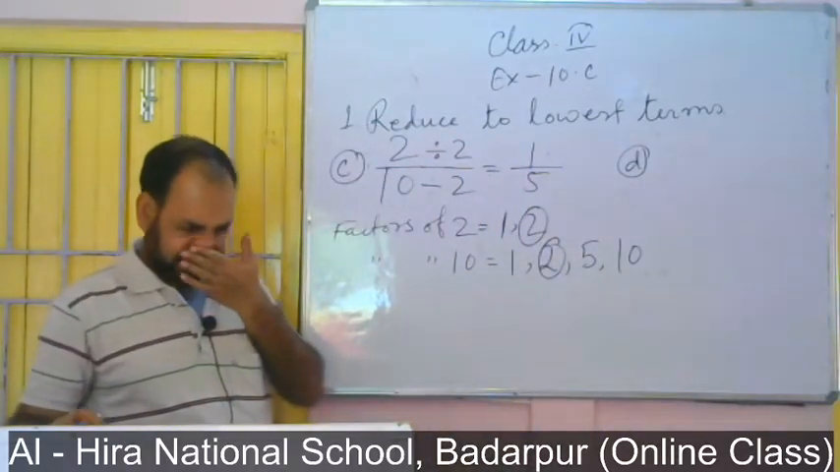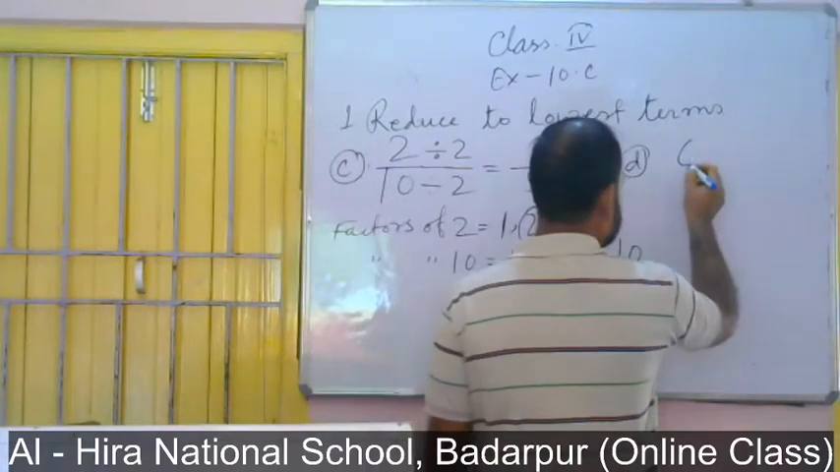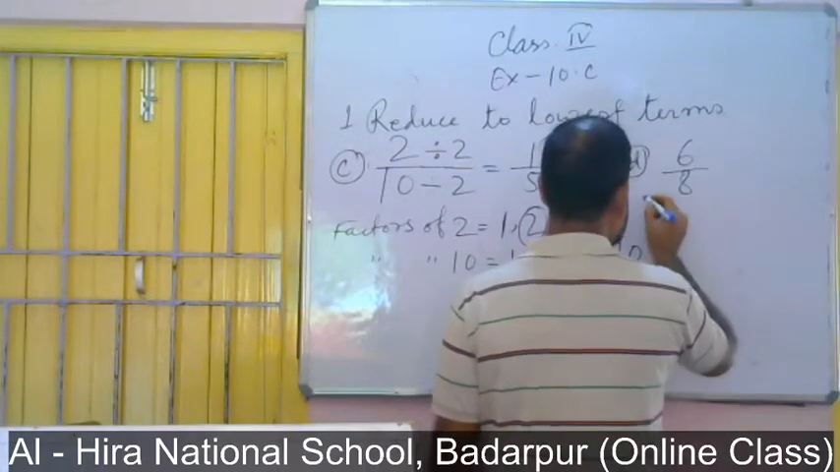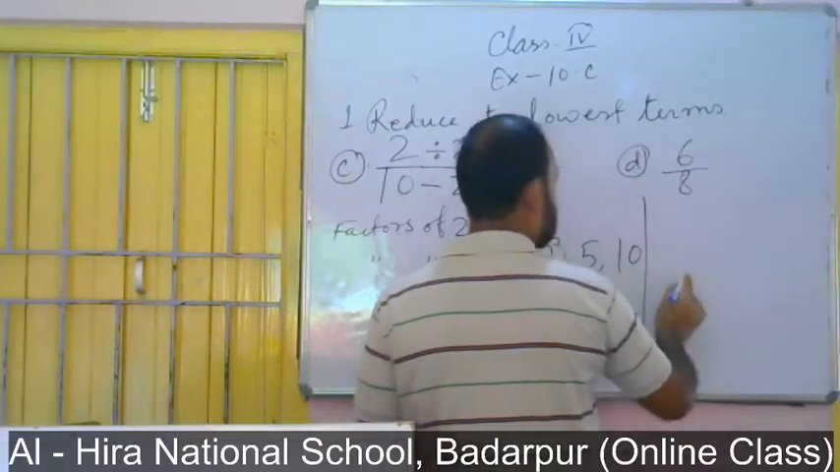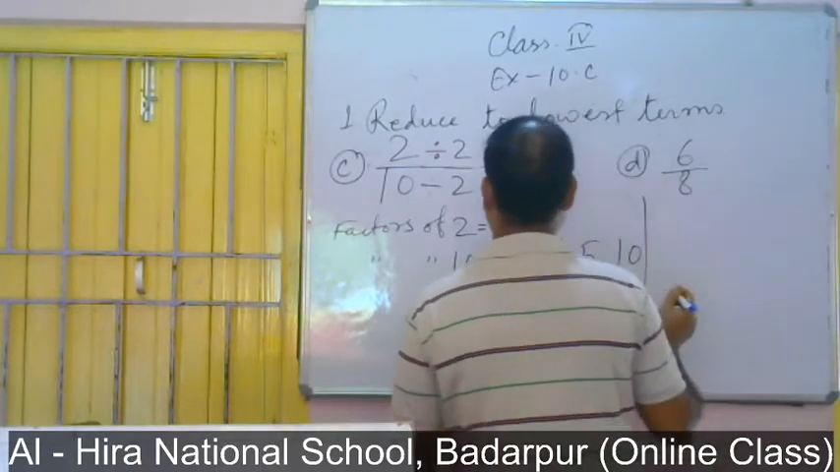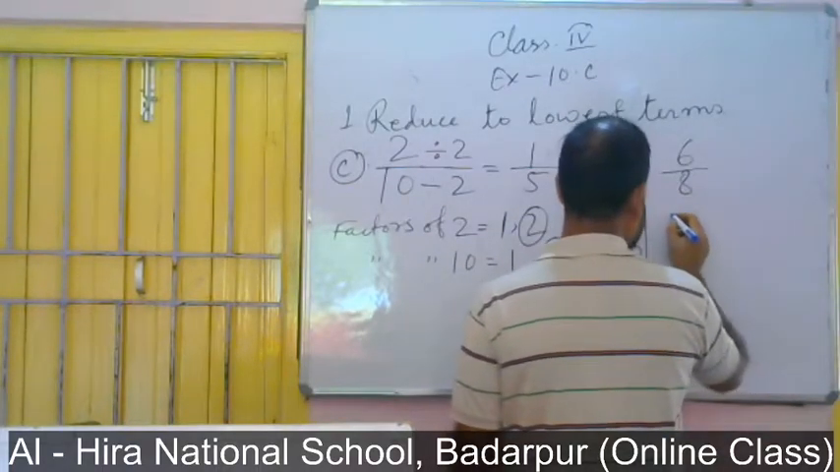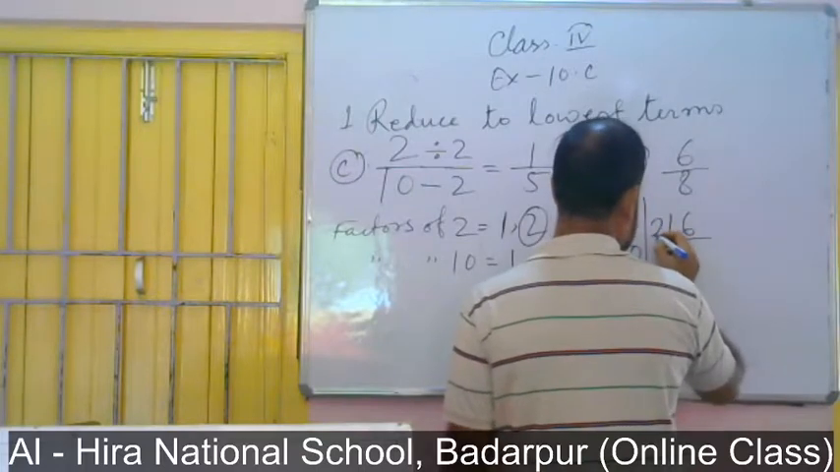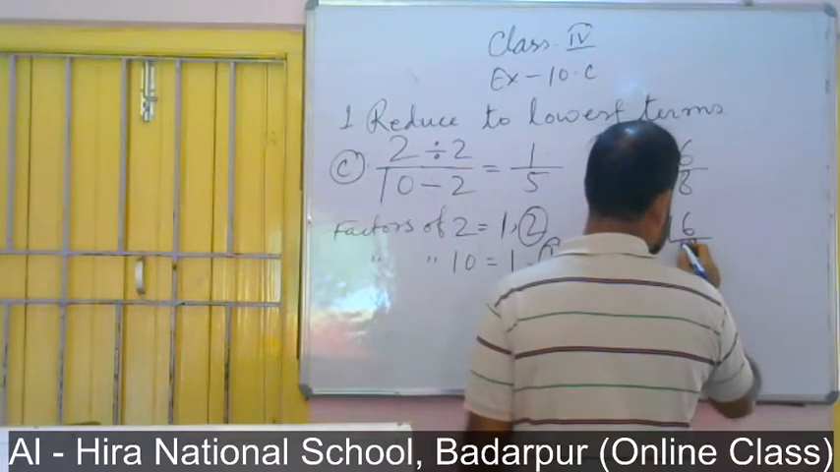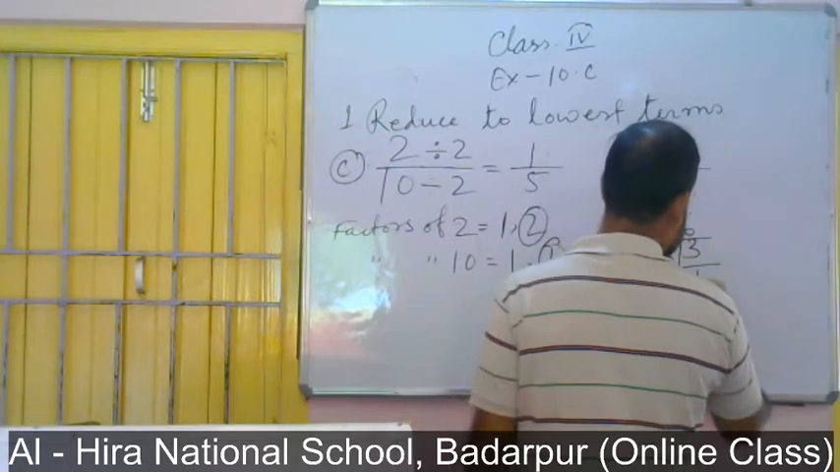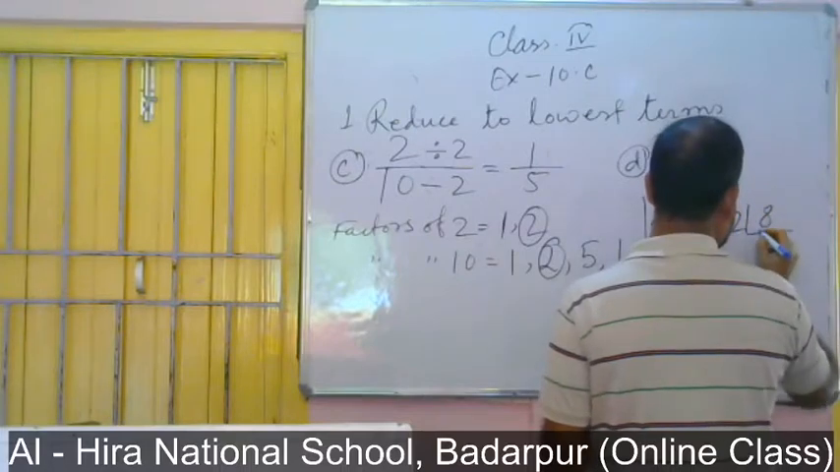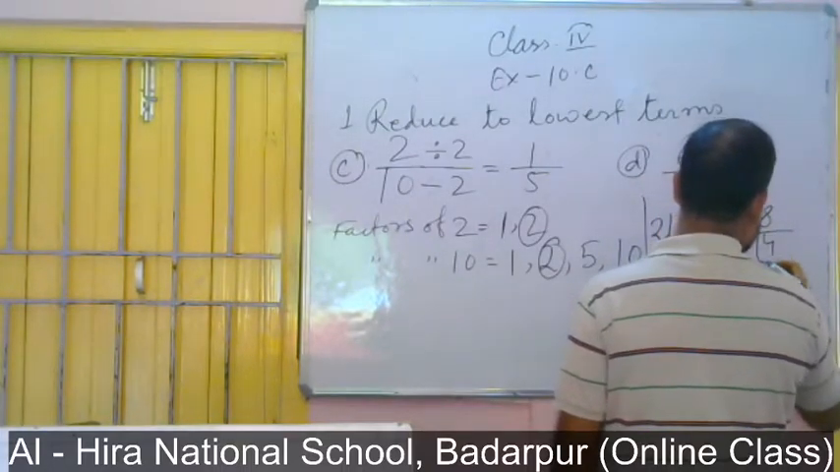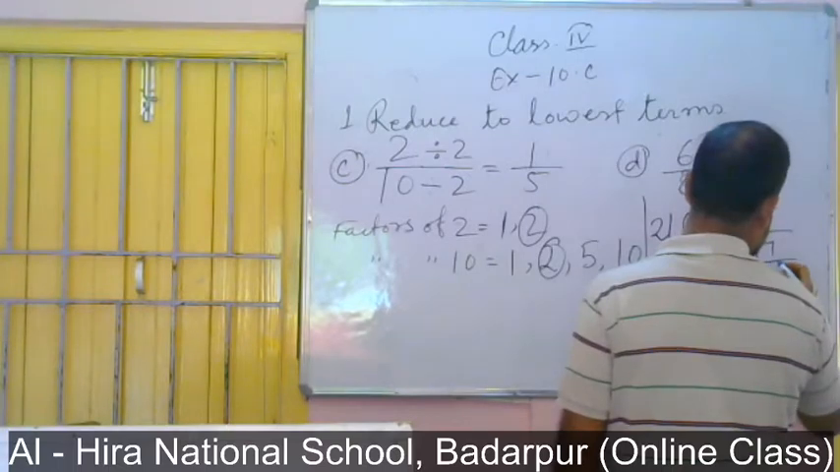Question number D, 6 by 8. Here we take out the prime factors, then we reduce the fraction. So first we take out 6. Prime factors of 6 equal 2 times 3, 3 times 1 is 3. Next 8: 2 times 4 is 8, 2 times 2 is 4, and 2 times 1 is 2.